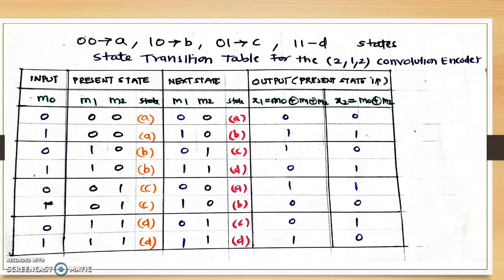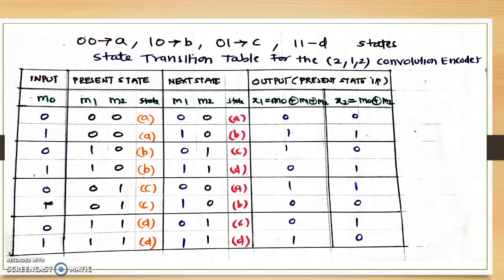Then we'll have the present state as the second column. Present state will have m1 and m2. Then we'll have the third column, the next state. Here again I will have new values of m1 m2, and the fourth column is the output, where I will have the outputs x1 and x2, in which I will consider the present state inputs m0, m1, m2 for calculating the outputs.